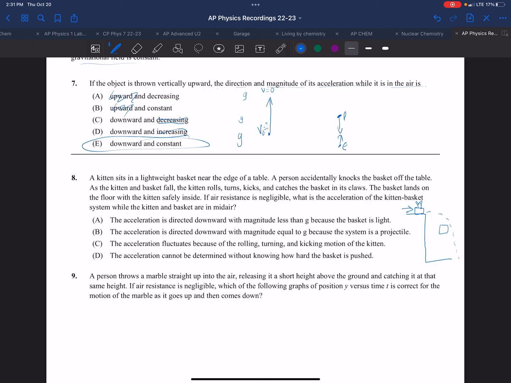Acceleration fluctuates, false. The acceleration cannot be determined, false. So we're left at choices A and B, and that magnitude is equal to g because the system is the projectile. Again, we take the cat and the basket and consider the center of mass, and it's the center of mass that's going to move along that parabolic trajectory.